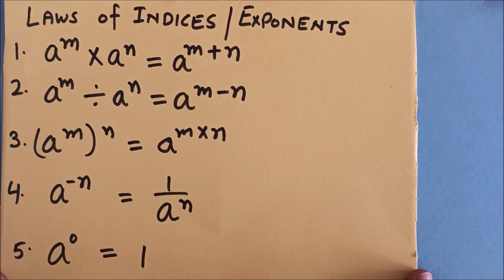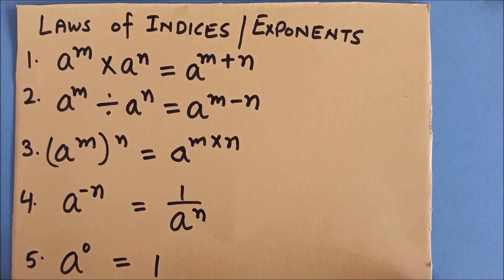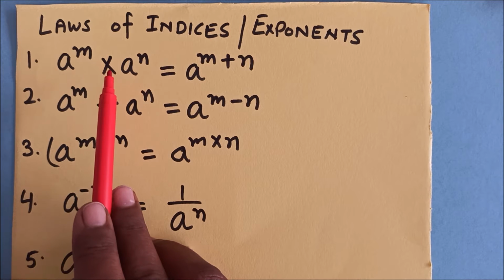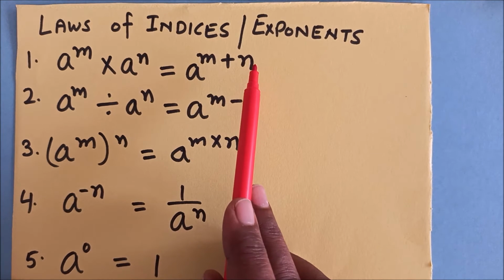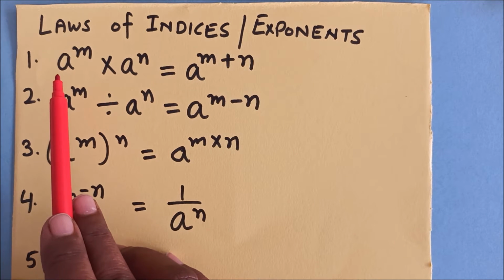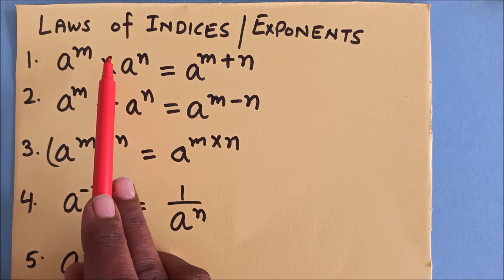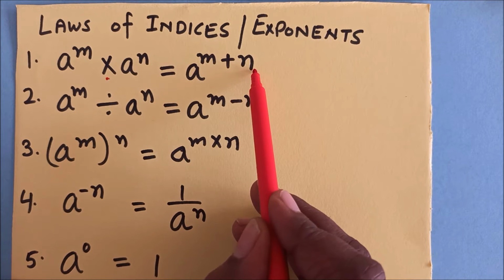Now let us move to laws of indices or exponents. What rules will we use to do the calculations? The first one is a^m times a^n equals a^(m+n). What does that mean? If we have the same base, you can see a and a, and we have a multiplication sign in the middle, so we will add the powers.